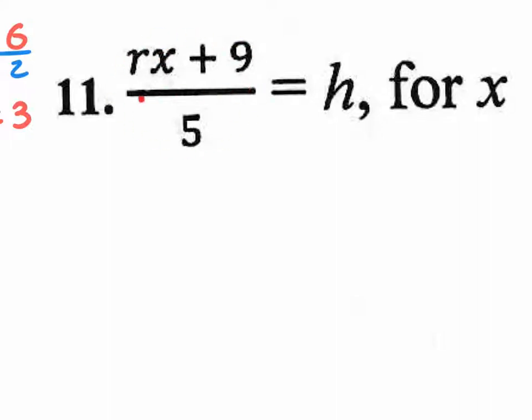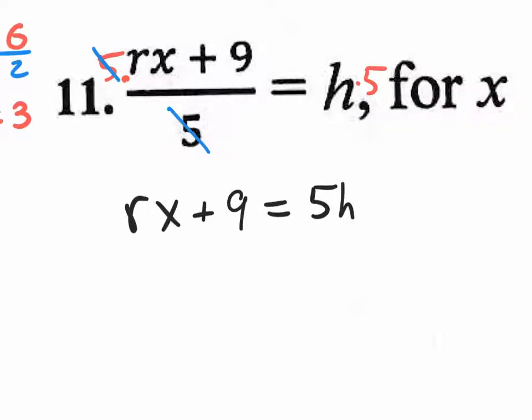First of all, this divided by 5 has got to go. So how do you get rid of the divided by 5? By multiplying by 5. That way the 5's cancel. And what you do to one side, you have to do to the other side. So you need to multiply h also by 5. So let me rewrite my new equation that no longer has fractions in it. It's rx plus 9 equals 5h. And again, we are solving for x. So x is the movie star, r is the movie star's buddy, 9 is the bum at the corner that we want to get rid of. We don't care about that 9.